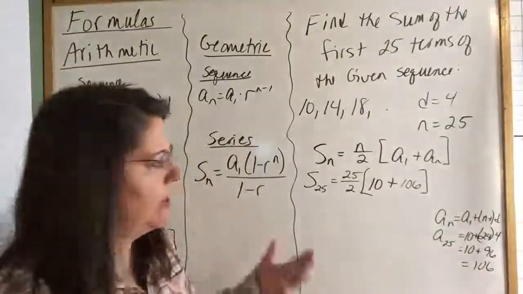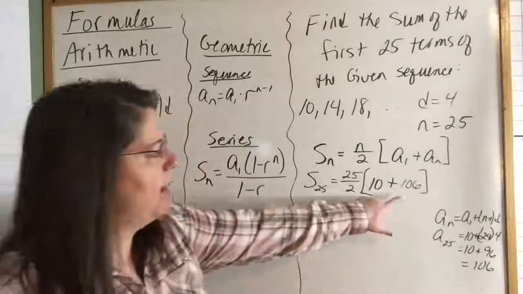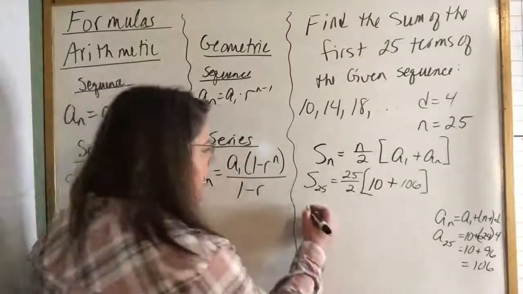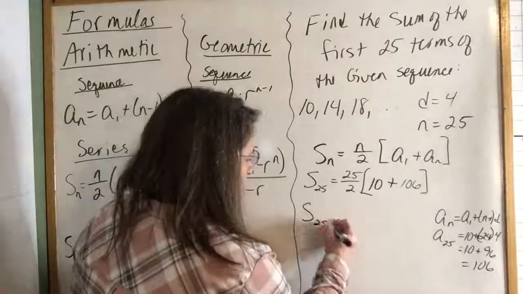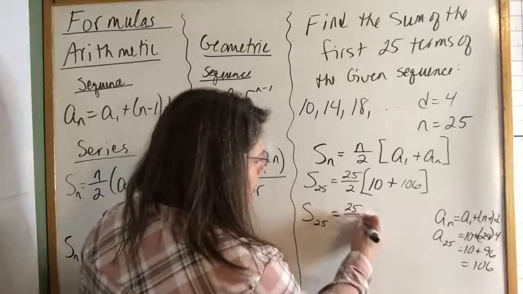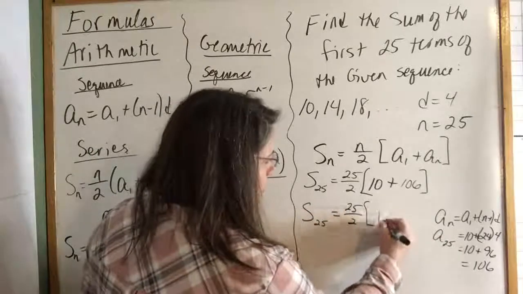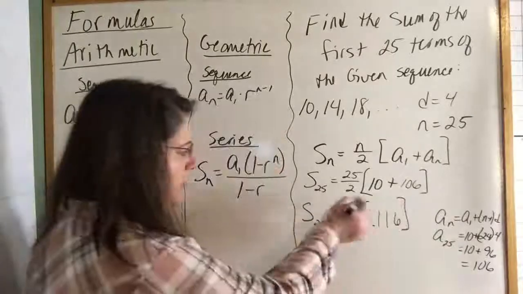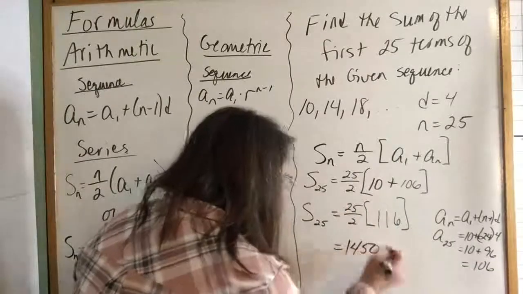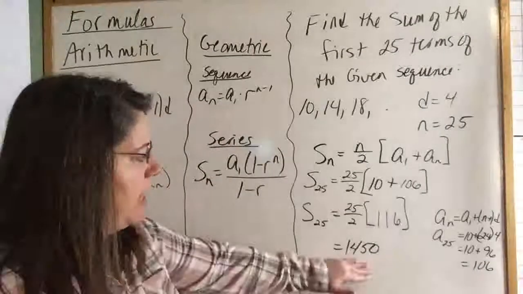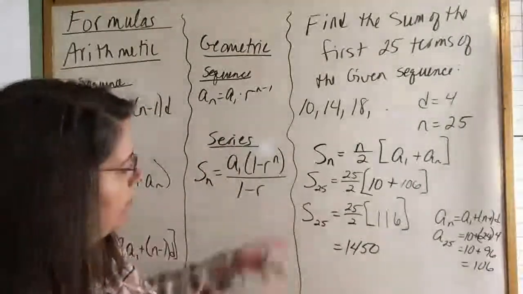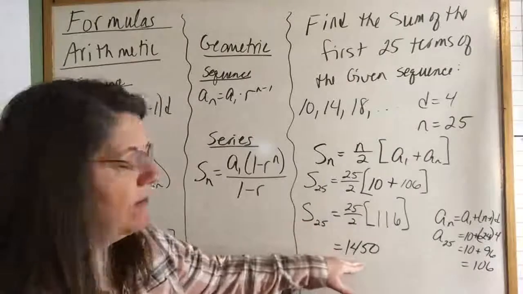You can use Desmos or a calculator, that's fine. So a sub n is 106, so now I can finish my problem. I've got S sub 25, the sum of the first 25 terms, is equal to 25 over 2 times 116, and 116 times 25 over 2 is 1,450. And again, you can use your calculator for that. You do not have to do that by hand. So the sum of the first 25 terms is 1450.